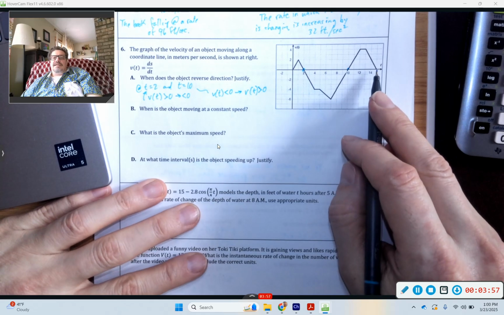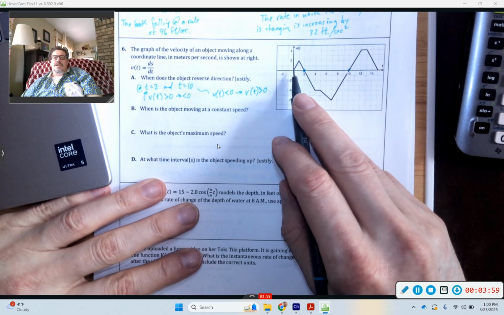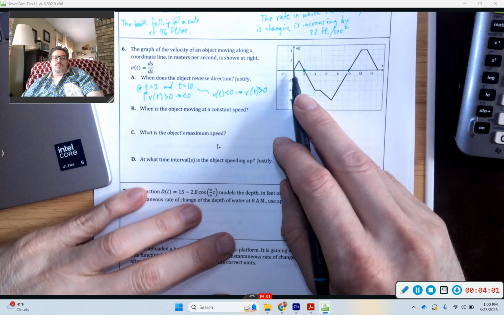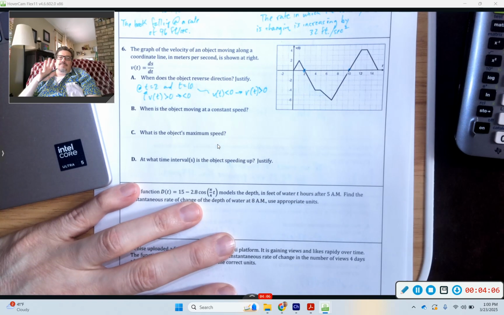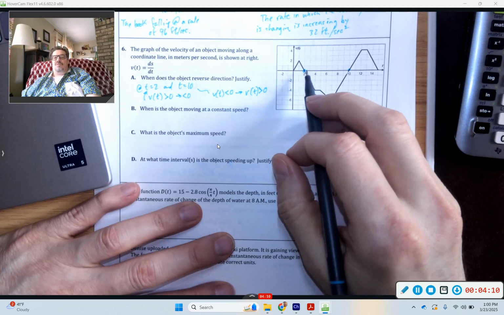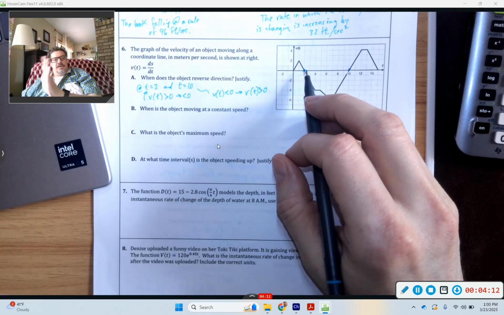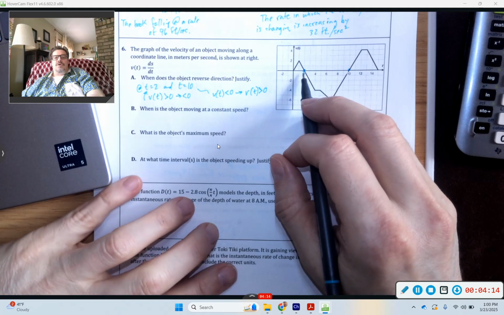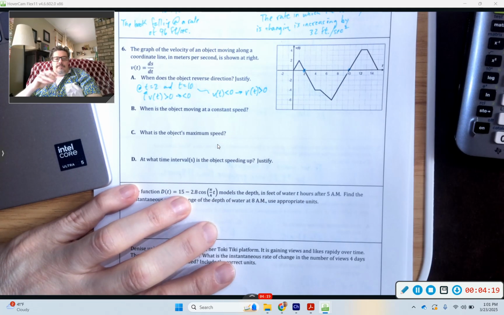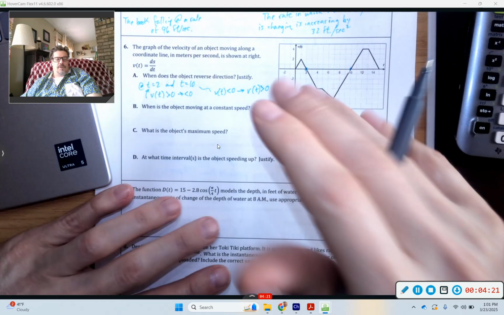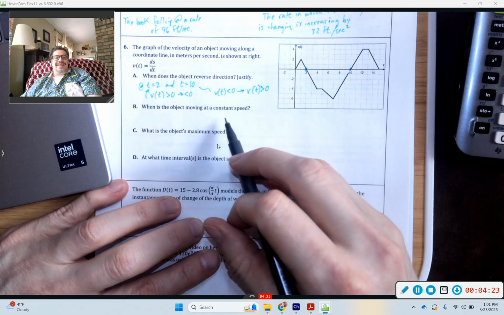Now at 0, he doesn't change direction. We could say here that he is officially at rest because nothing happened before, nothing happened after. We know that he was at rest for that moment and then switched his direction, but it was only for a moment. Here it looks like he stopped, somewhat permanently. When is the object moving at a constant speed?